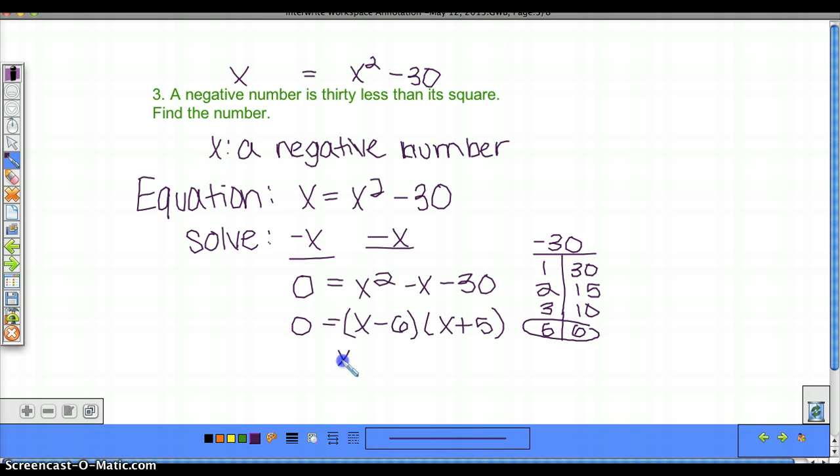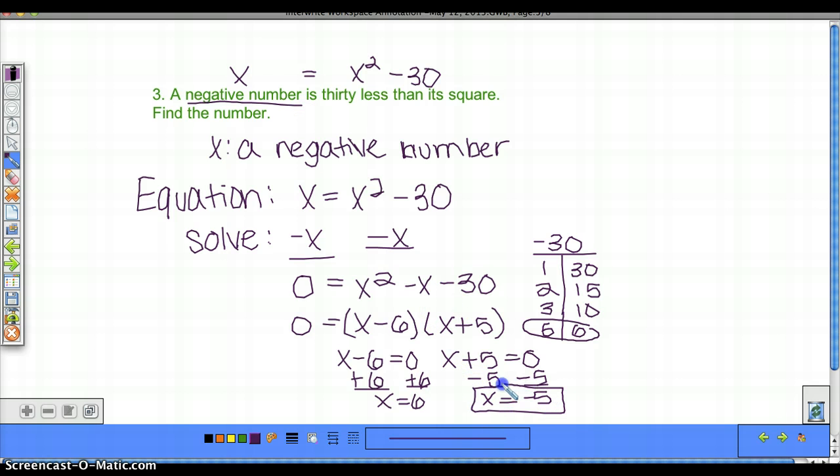Now when we actually solve this one out, we have x minus 6 is 0 and we have x plus 5 is 0. Here we're going to add 6, so x is 6, and then we're going to subtract 5, so x is negative 5. Now remember, from the question we want the negative number, so the answer we are going to use here is negative 5. We're not going to use the x equals 6 because that is a positive number.